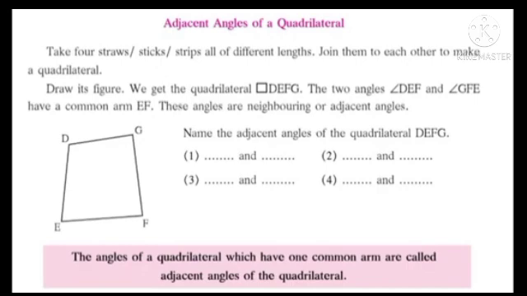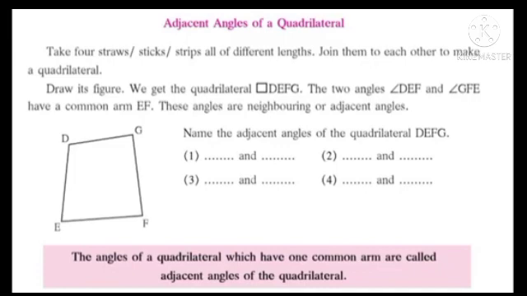Take four straws or strips, all of different lengths. Join them to each other to make a quadrilateral. You can see quadrilateral DEFG here, DEFG. Draw its figure. We get the quadrilateral DEFG. The two angles, angle DEF and angle GFE, have a common arm EF. These angles are neighboring or adjacent angles.